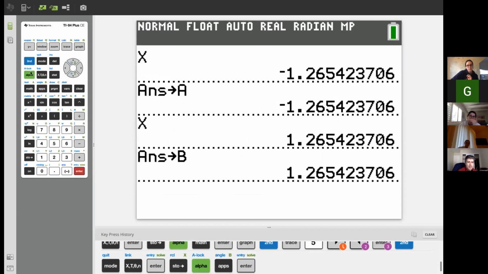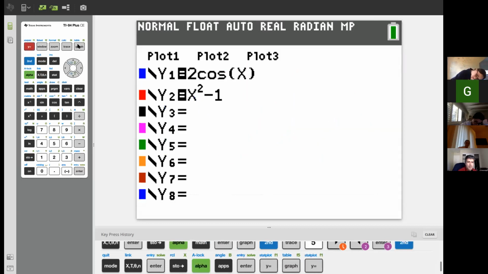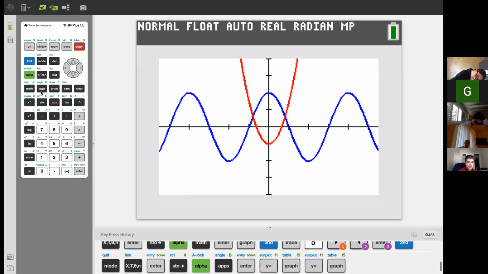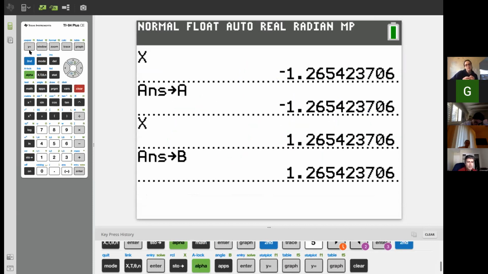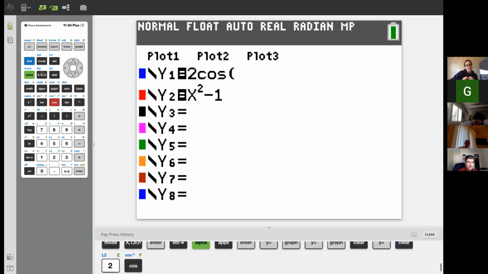Now I'm going to integrate this. Remember the top curve was the cosine curve, the blue. The red curve was the bottom curve. Kind of reverse what I've been doing in my notes, but that's okay. So again, cosine's the top curve. That's y1. So now what I could do is, oh my goodness, 2 cos x. That's okay, we're fine.